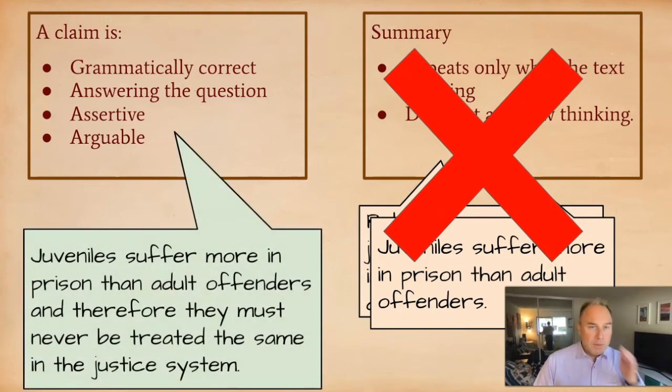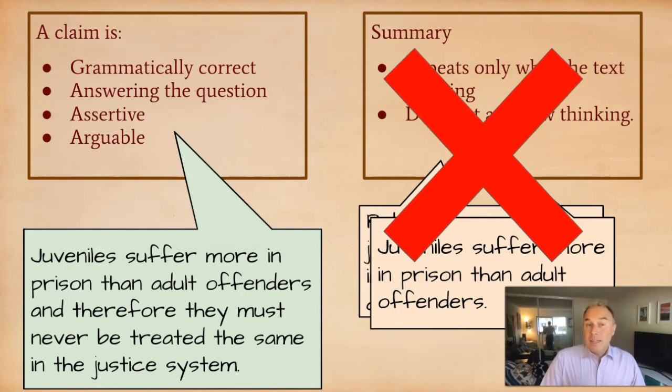So in order to do that, if we take that last example, juveniles suffer more in prison than adult offenders, and add an extension phrase that is coming out of your own thinking, and therefore they must never be treated the same in the justice system, that then adds your personal take on it, right? And it gives your paragraph some direction, right? You're going to bring up examples of why juveniles suffer in prison, and it gives you an angle to argue, right? So it makes your claim arguable. So that's where you want to head in your claim writing.